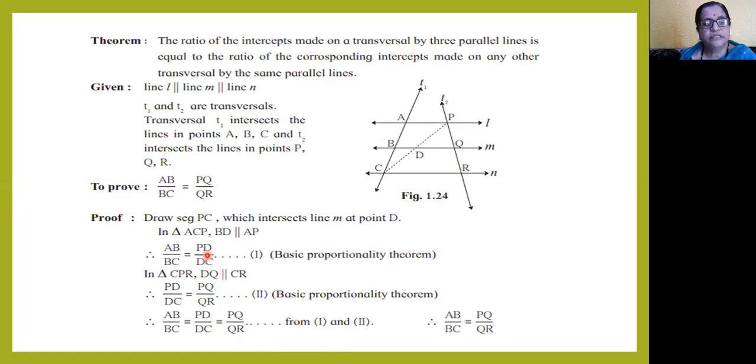In this, you will see that PD divided by DC is common in both the equations. So what remains? AB divided by BC is taken here, and PQ divided by QR. This is common, taken from equations 1 and 2, that is, AB divided by BC equals PQ divided by QR.